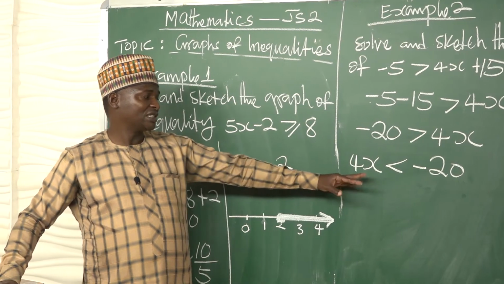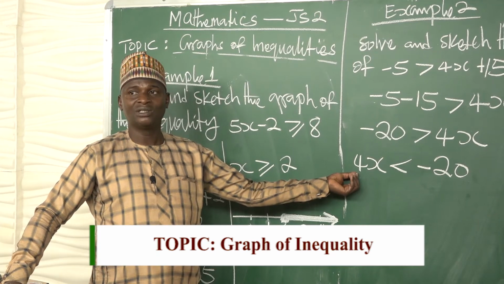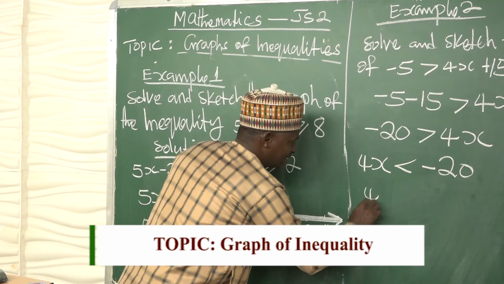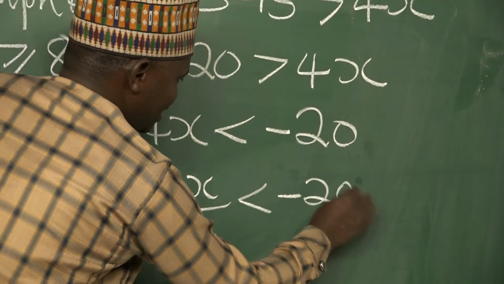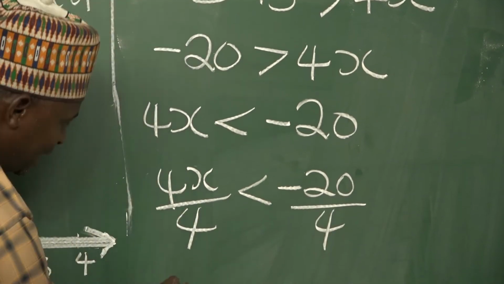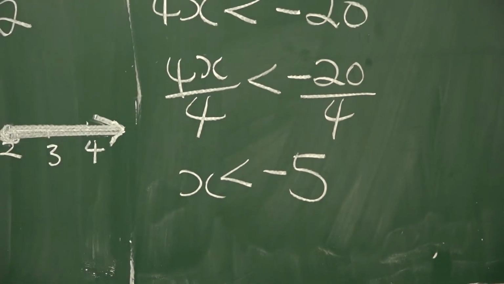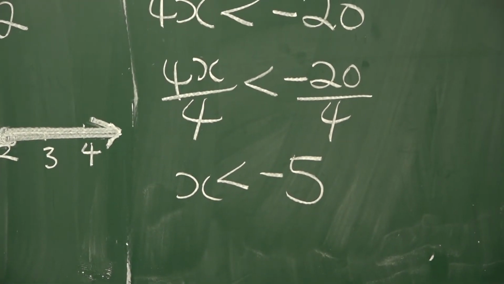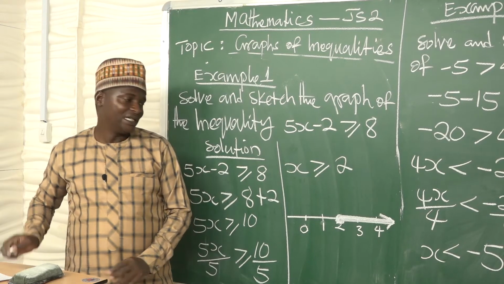Now, what is left for us to do is to remove this 4, the 4 that is multiplying x. So we divide both sides by 4. Less than minus 20 divided by 4. And that will give x is less than minus 5 as our solution. x is less than minus 5. So the only thing left now is for you to draw the graph.